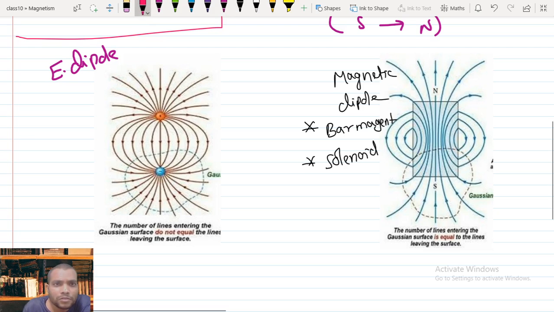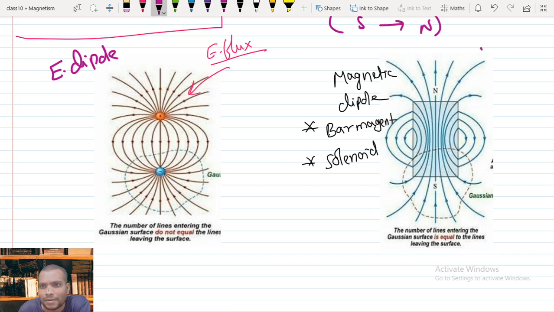And here we always used a word known as electric flux. How do you define electric flux? The number of electric field lines passing through a unit area we define as electric flux. Similarly, when it comes to magnetism, we define that as magnetic flux. Flux means number of field lines. Magnetic flux.